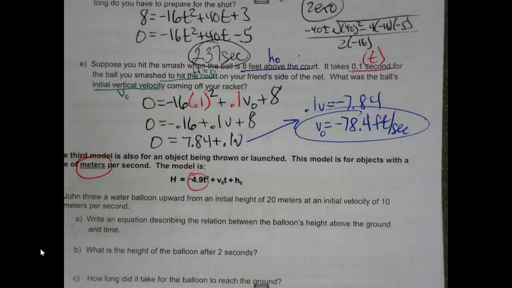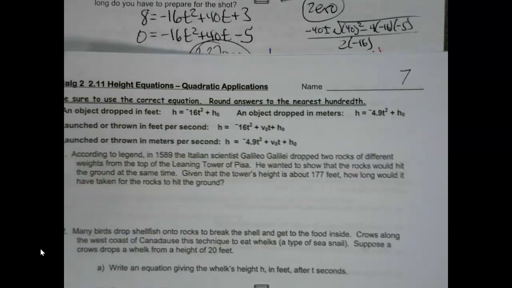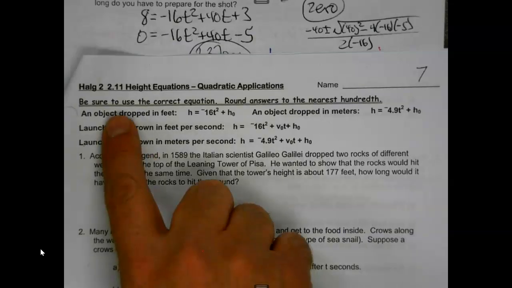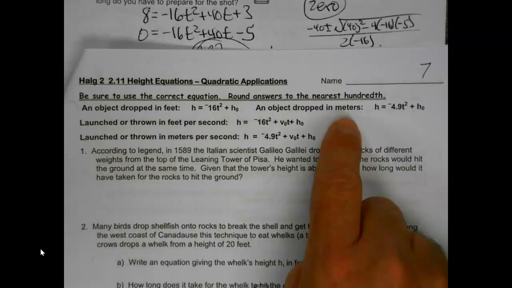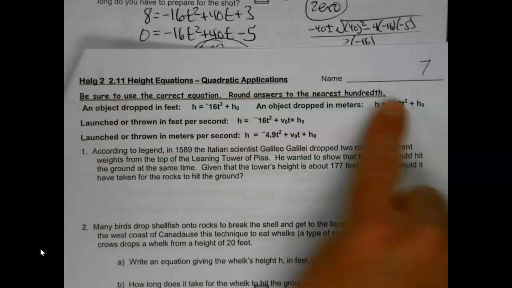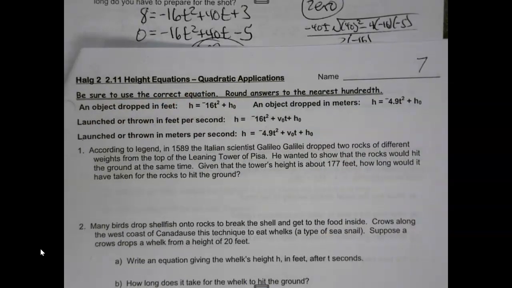So to give you a little bit of a heads up as to what this will look like when you get it on the quiz, for the actual practice at the top of it, it talks about feet, meters, and it's going to look like this. All you're going to need to do is figure out, okay, this is this, plug this in, and go.